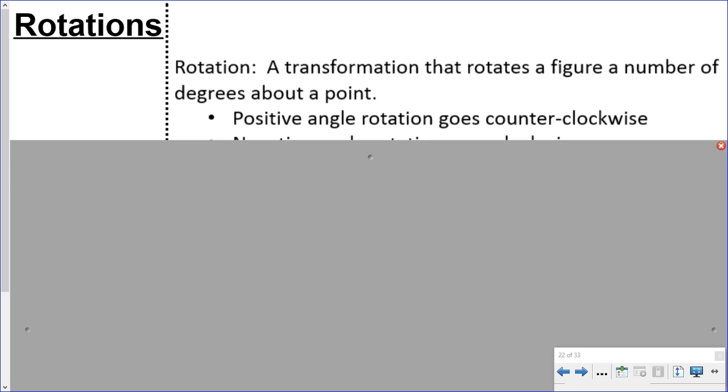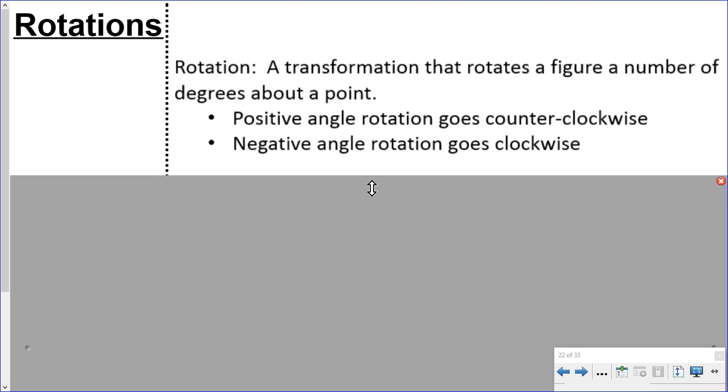All right, so on the next page, you can go ahead and do rotations as your main idea. And so a rotation is a transformation that rotates a figure a number of degrees about a point. So it may say about a point or around a point.